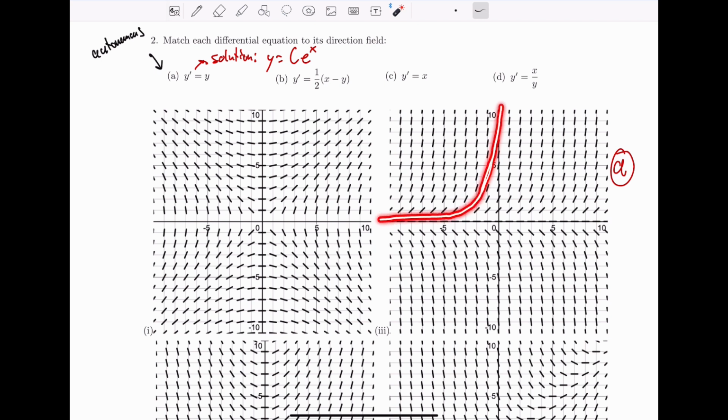And notice how that looks like an exponential function. So the solutions here are exponential functions. This graph corresponds to y prime equals y. Let's take a look at part C here, y prime equals x.